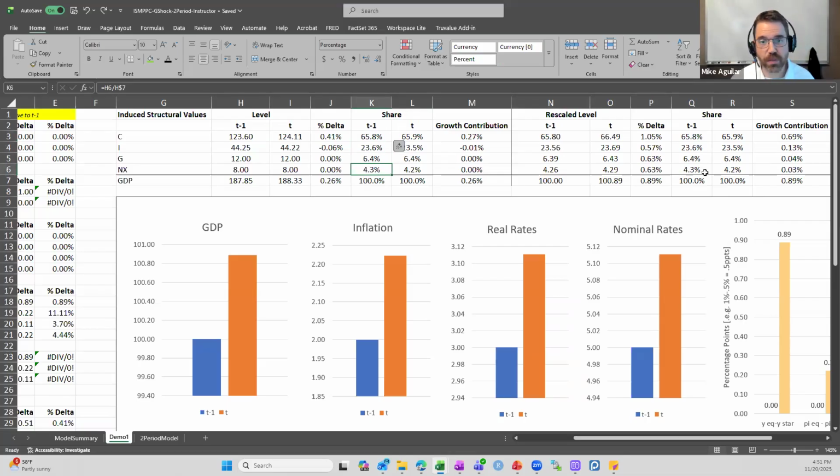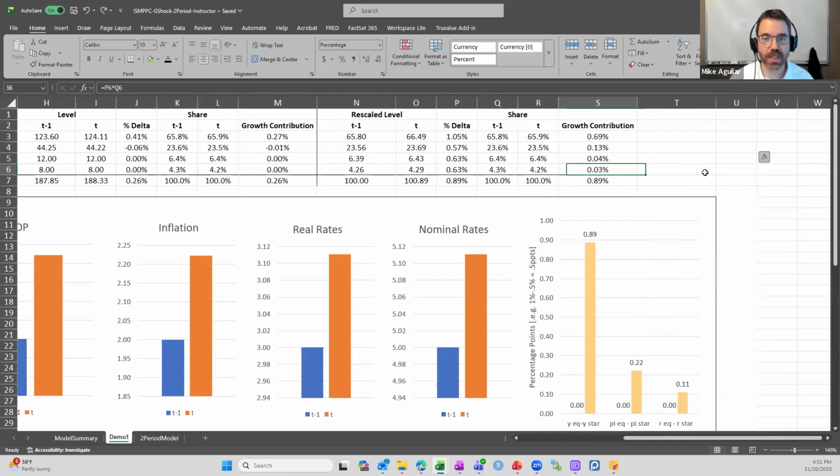23.6, 6.4, 4.3. Why do they match? They're designed to match. I'm taking this big economic activity and its pie charts, and all I'm doing is compressing the size of the pie, but keeping the shares the same. That's the purpose of this, just so my reduced form matches the size of my structural. And as a result, I get my growth contributions and my rates of change.